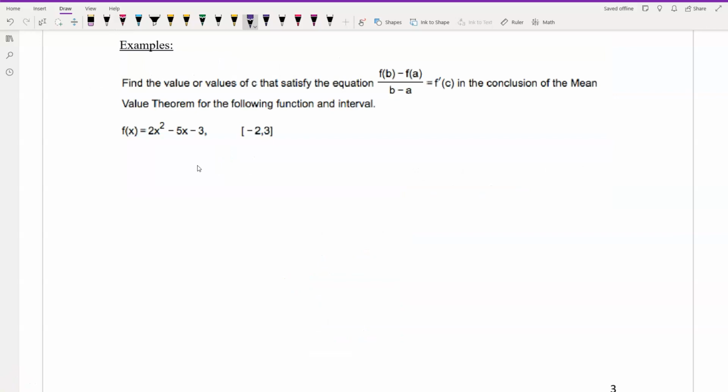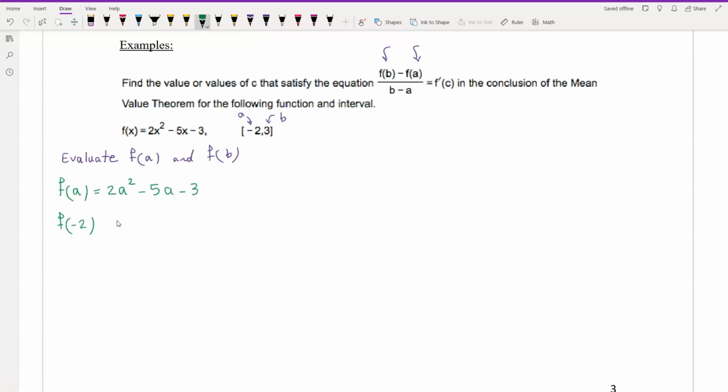Examples: find the value or values of c that satisfy the equation f of b minus f of a divided by b minus a equal to f prime of c in the conclusion of the mean value theorem for the following function and interval. F of x is equal to 2x squared minus 5x minus 3, and we have closed interval -2, 3. So first step, we have to find f of b and f of a. In this case, that is a, and here is b. So evaluate our function for -2 and +3.